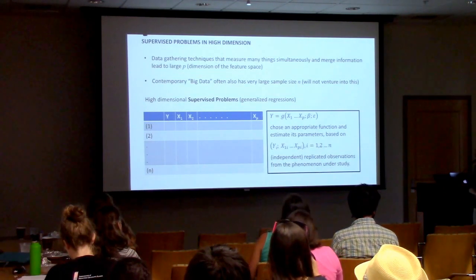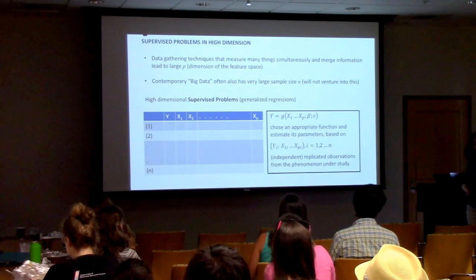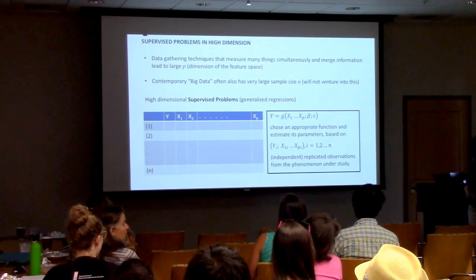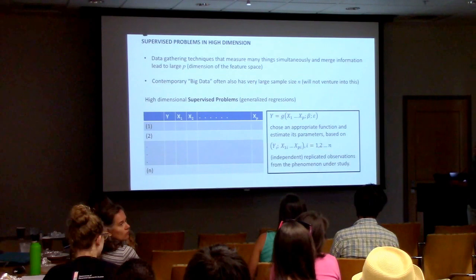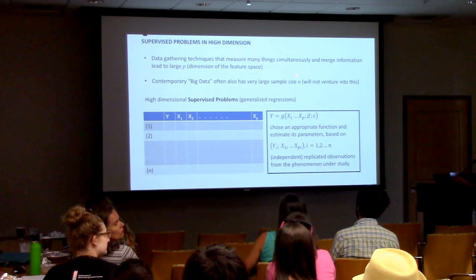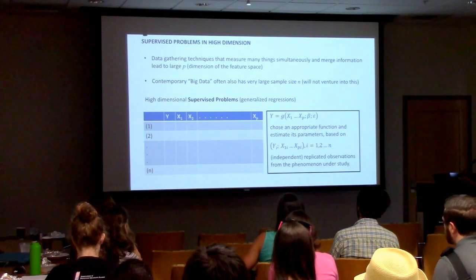It is also the case that in what is now called big data, you also have a very large number of units carrying information that get to be surveyed or sampled. Okay? So in contemporary big data, you often have also a very large n. Not just a very large p, but I'm not going to touch on that.